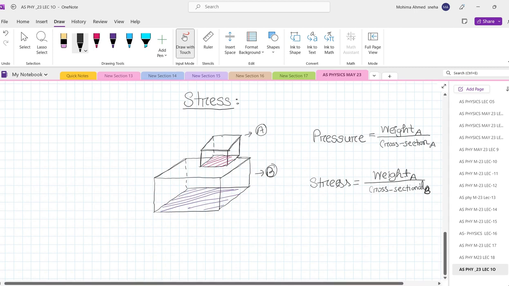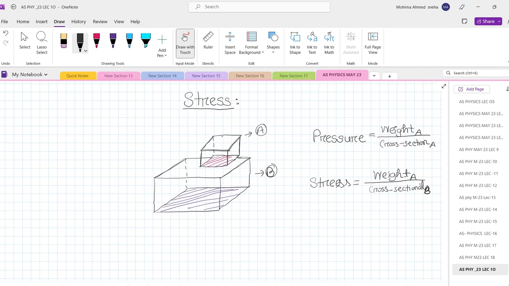Right, they will give you the values for the area, or you have to calculate the area. If it is a cube, then use the formulas for a square, or if it is a rectangle, then use the formulas for a rectangle. So if I give you a numerical value, if the area for A is around 12 centimeters square, and the area for B is around 13 centimeters square.